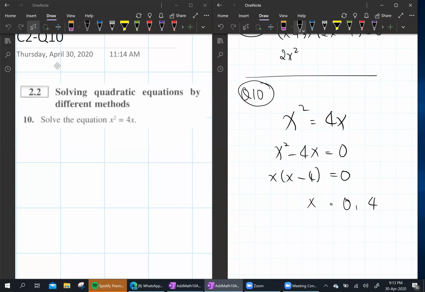Teacher, how do you do it? X is equal to 0 or 4. Right, so you have factorization here. Here is one part, here is one part. First part, x equals to 0. Second part, x minus 4 equals to 0. So x equals to 4. Yes, I understand that. So 10. Okay, we go to question 11.